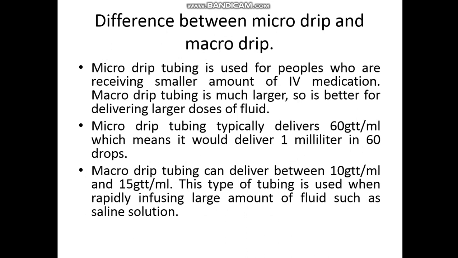Then based on the flow rate, there are two types of drip sets, micro drip set and macro drip set. So what is the difference between these two? A micro drip tubing is used for patients who are receiving a smaller amount of intravenous medication. For such patients, we can use a micro drip set.